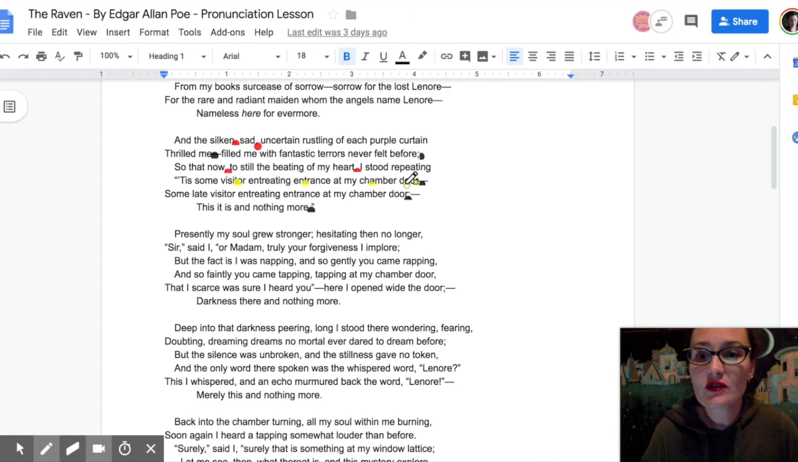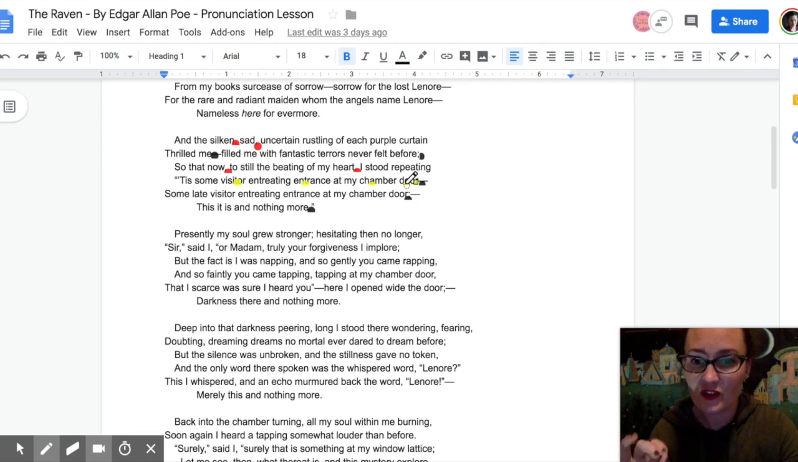And the silken, sad, uncertain rustling of each purple curtain thrilled me, filled me with fantastic terrors never felt before, so that now, to still the beating of my heart, I stood repeating, 'Tis some visitor entreating entrance at my chamber door. Some late visitor entreating entrance at my chamber door. That it is, and nothing more.